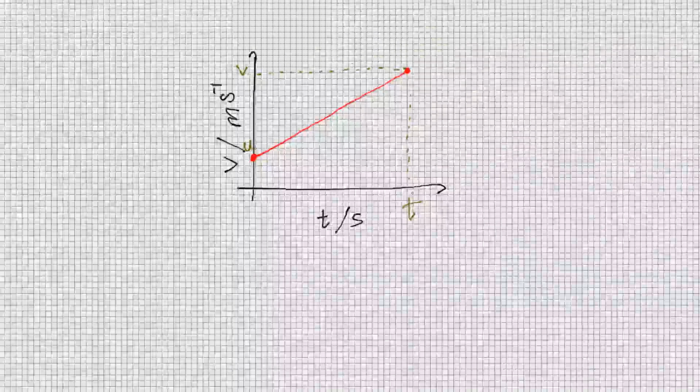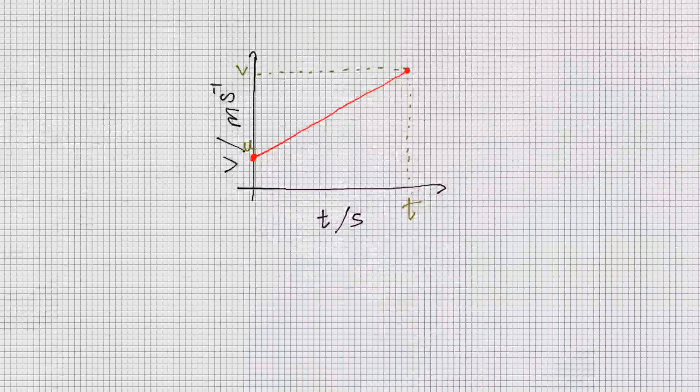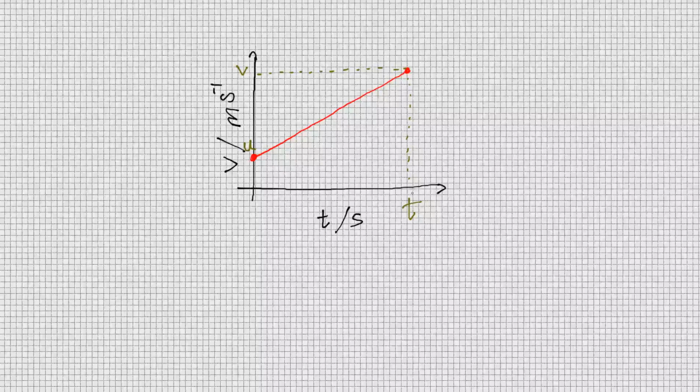Okay, for this question we have to explain how a graph of velocity against time can be used to find the acceleration and the distance traveled of an object moving with a constant rate of acceleration, i.e. linear motion and constant rate of acceleration. So let's start with the acceleration.